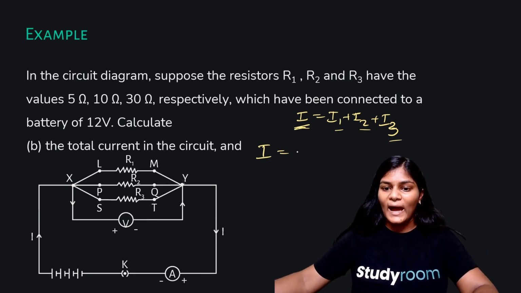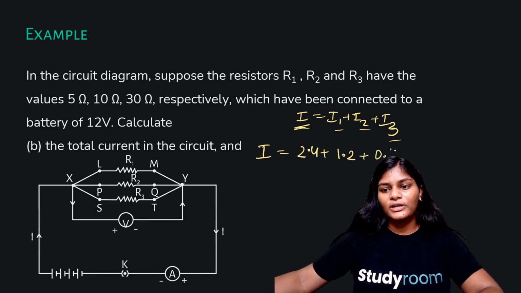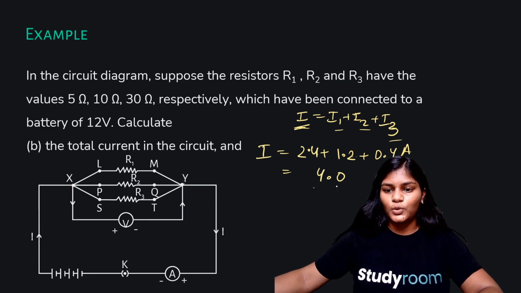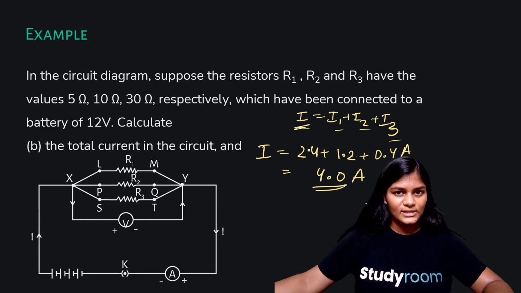If you go back to the values that we calculated, they were 2.4 amperes plus 1.2 ampere plus 0.4 ampere, right? So this is what? 4 plus 4, 8, 9, 10. So 1, 0, 2, 3 and 4. So the total is 4 ampere. That is the total current in the circuit.